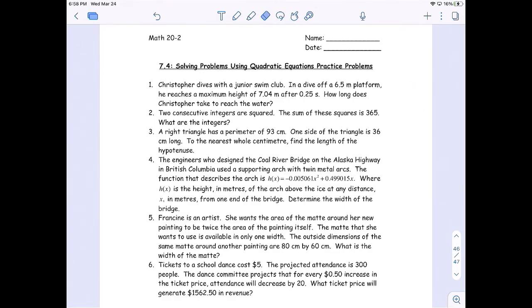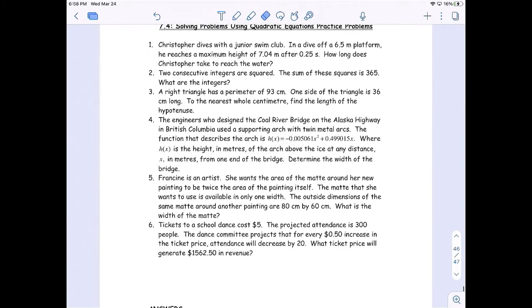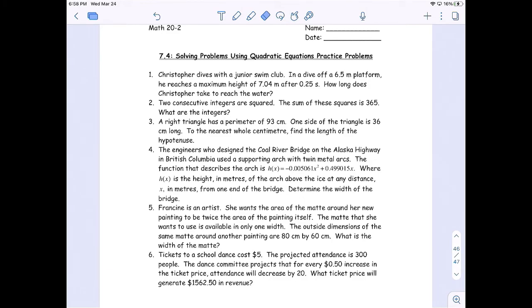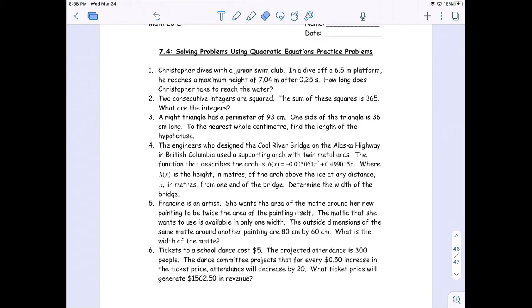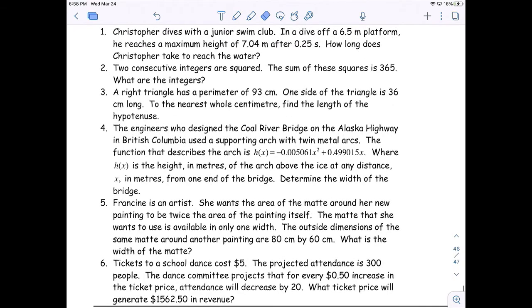The second one is where you look at the consecutive numbers, so the x and then x plus 1 kind of question. That matched our question, right? So we have a question like that too. And then number 3 is that right triangle perimeter one, the one we just did. And then it goes into question number 4.